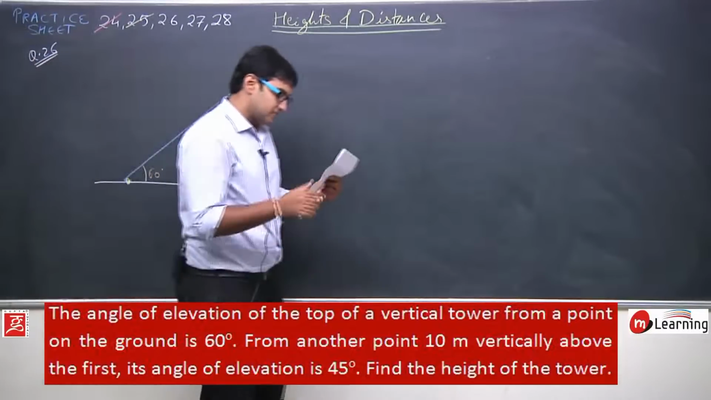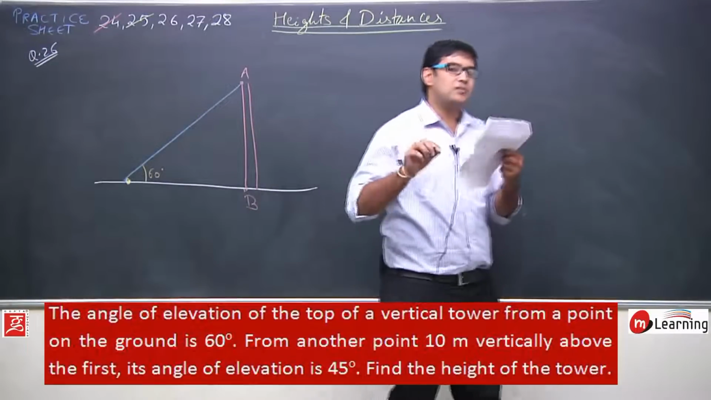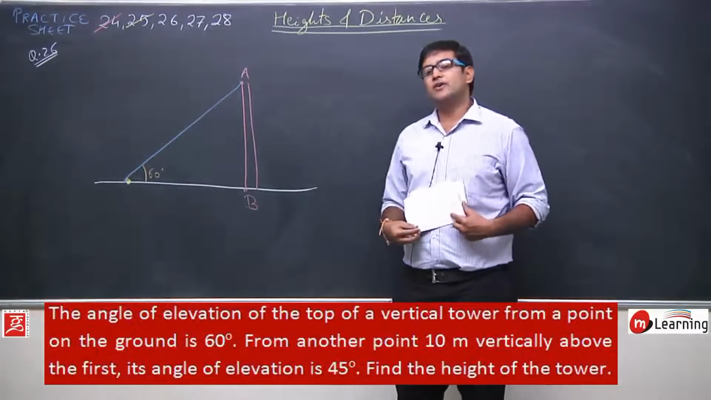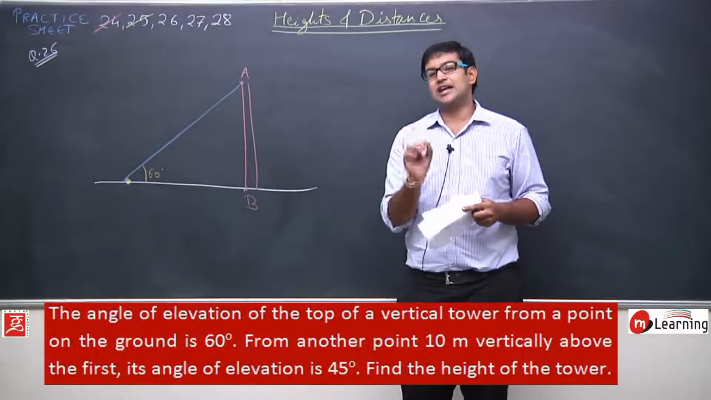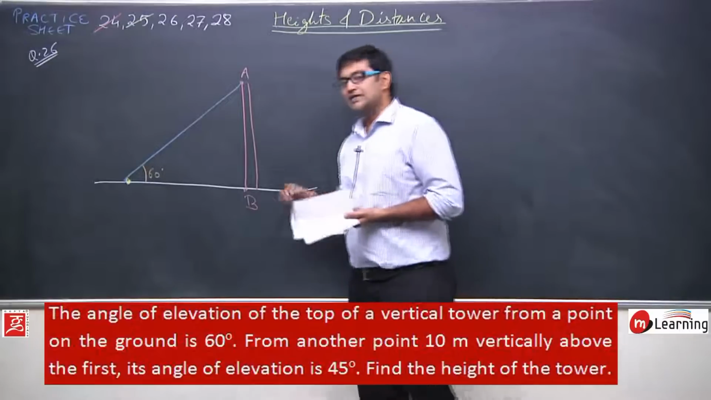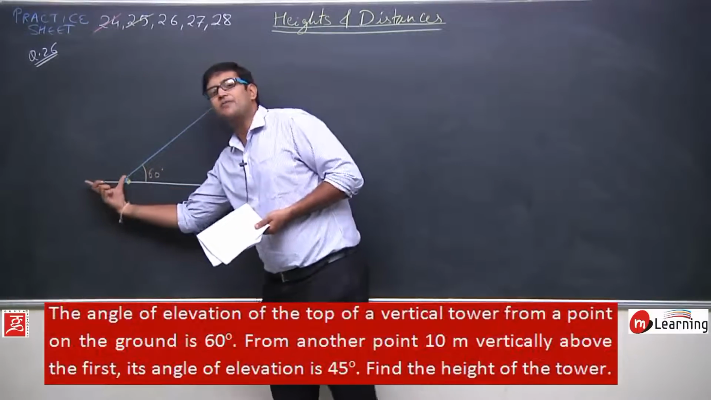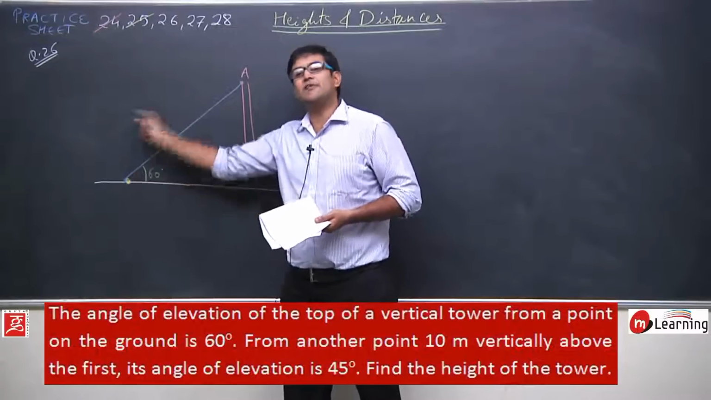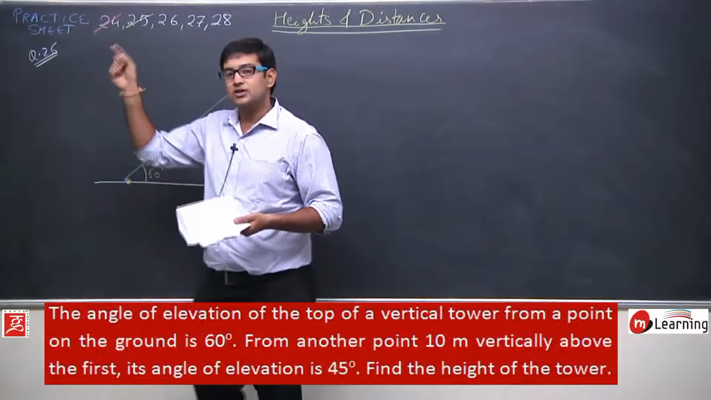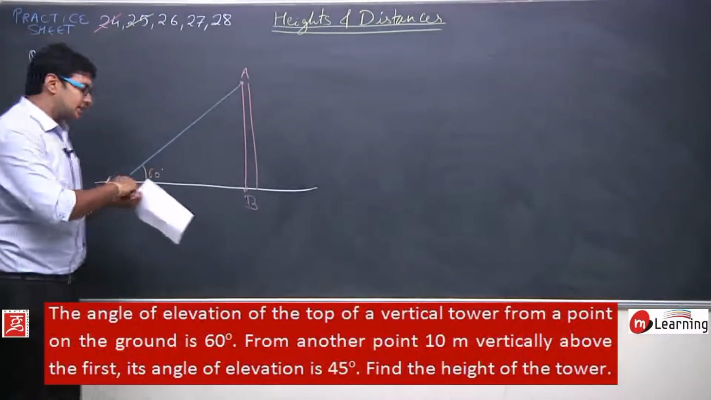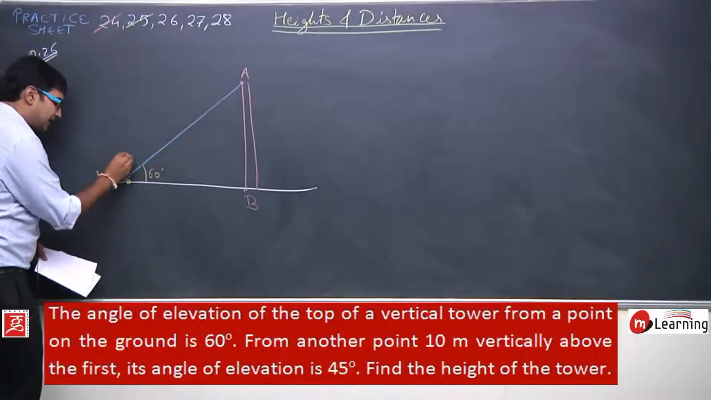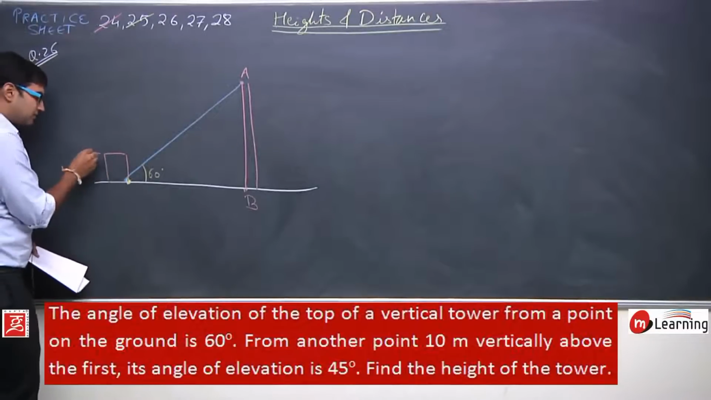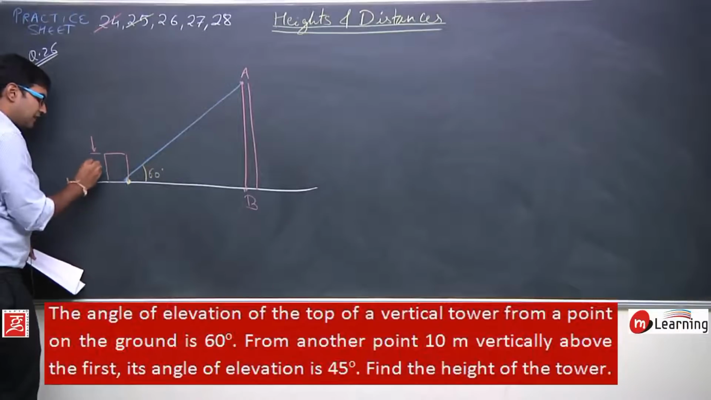Further it says, from another point 10 meter vertically above the first point. Try to understand this word. It does not say that another point is 10 meter away from this point. It says that the another point is 10 meter vertically above this point. So what does this mean? It means that there is some small building here. The height of the building is 10 meter.